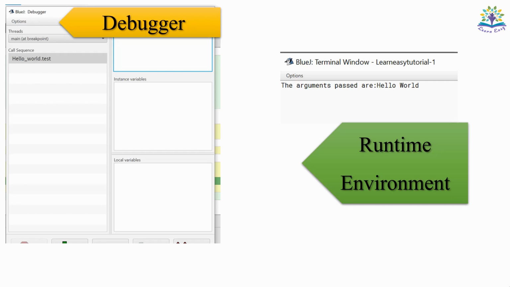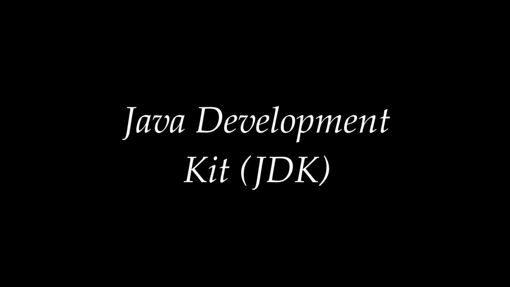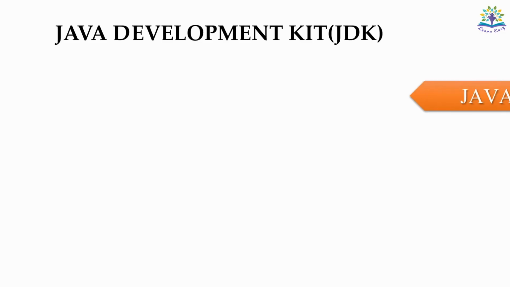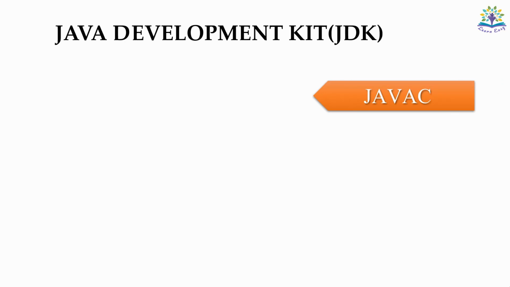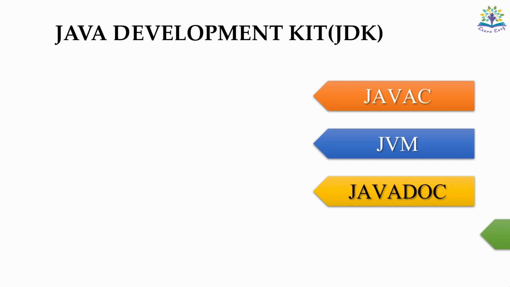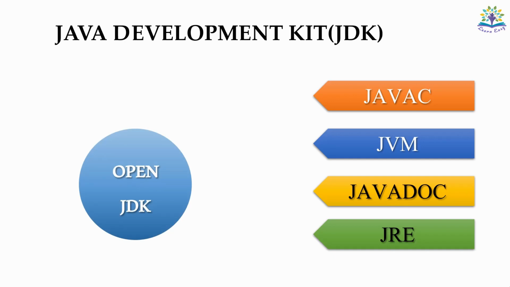BlueJ is mainly used for educational purposes and runs with the help of JDK. The Java Development Kit is a collection of programming tools that help in the implementation of a Java program. It has tools such as Javac, JVM, Javadoc, JRE, and many other development tools, some of which I have explained later in this video. An example is OpenJDK, which is developed by Sun Microsystems.